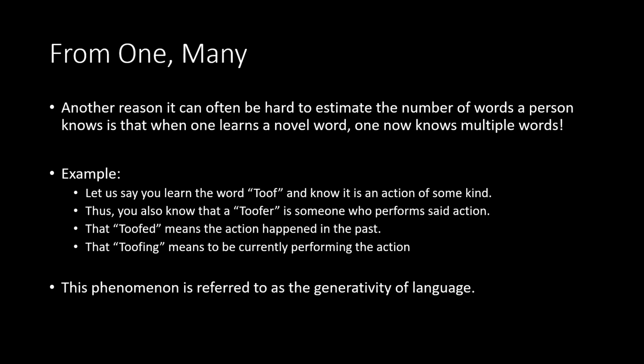Another reason why it can be very hard to estimate the number of words a person knows is that when one learns a new word, this can often lead to now actually knowing many words, which sounds kind of weird, but hopefully this example will help illustrate this phenomenon. So let's say you learn a new word, and this word is toof, and to toof is to perform some type of action. Now, after you've learned this, you can also, without any effort really on your part, understand what a toofer is. A toofer is someone who toofs.